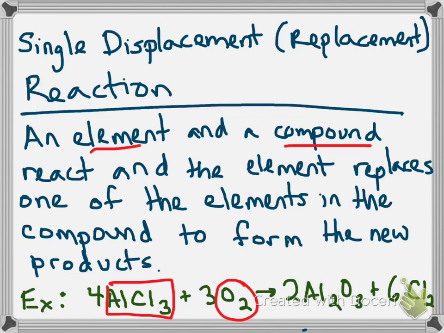So oxygen is a non-metal. It can behave as an anion. And chlorine is also a non-metal. So the oxygen will replace the chlorine, and now we have aluminum with oxygen, aluminum oxide, and the chlorine is left alone.